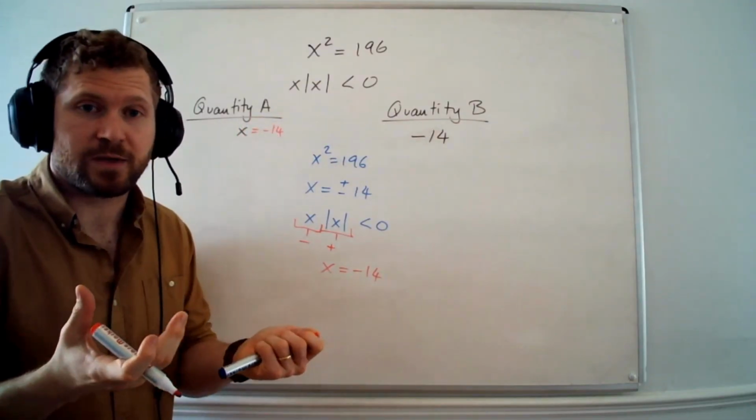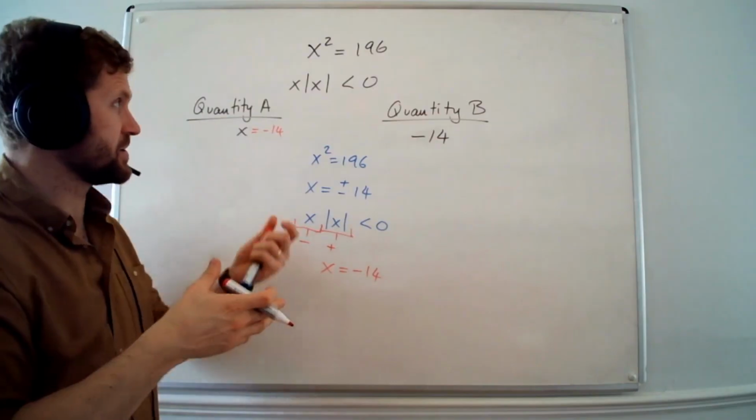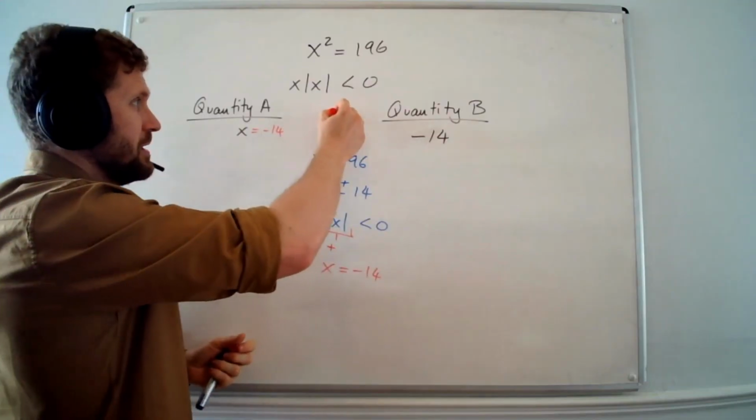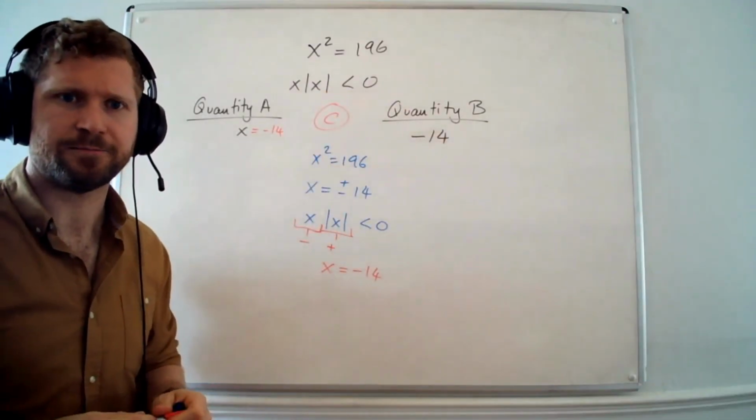Which means that if we're looking at these two things, quantitative comparison question, which is bigger, negative 14 or negative 14, they're exactly the same, so the answer to this question is going to be C.